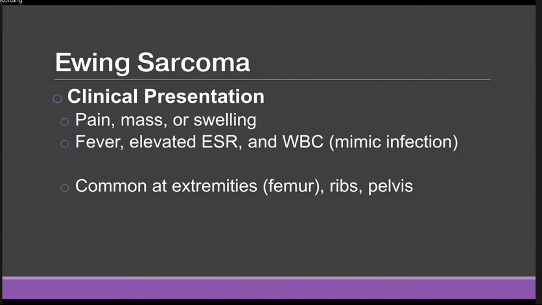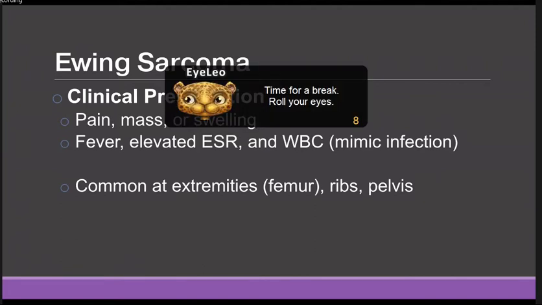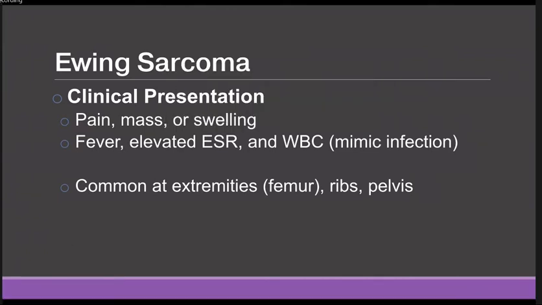Clinically, these also present with pain, mass, or swelling, similar to osteosarcoma. But in Ewing sarcoma, we would see fever, elevated ESR, and WBC count, which would sometimes lead us to falsely think that it might be an infection. Ewing sarcoma is commonly seen at the extremities, the femur, ribs, and pelvis.